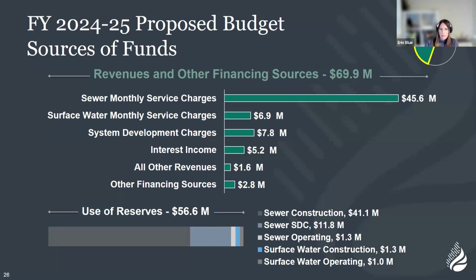Most of WES's revenues are from sewer charges and surface water charges, as well as system development charges. Interest income has really increased this last year. And then other revenue sources include minor revenues like late fees, certification charges, title search fees, septage, and items like that. Next slide, please.